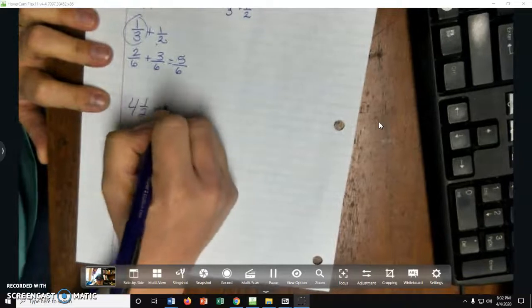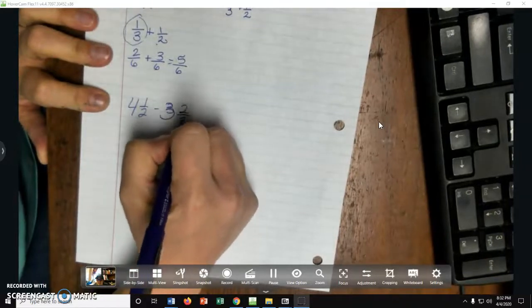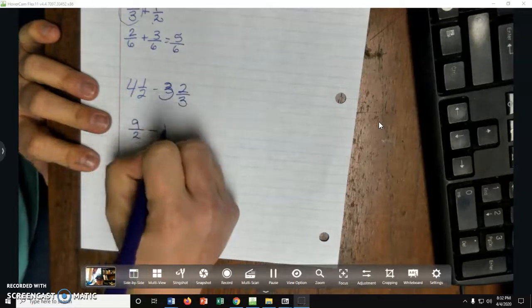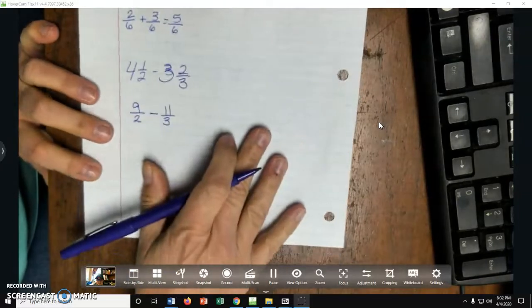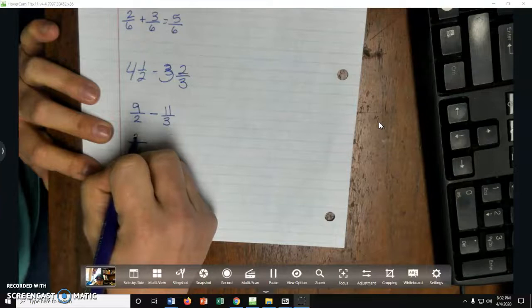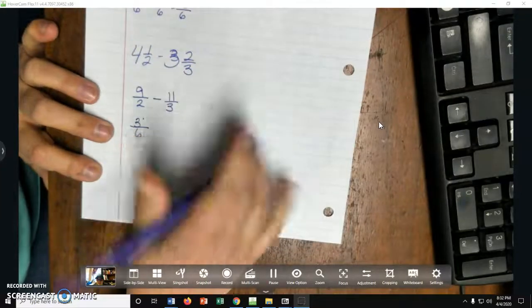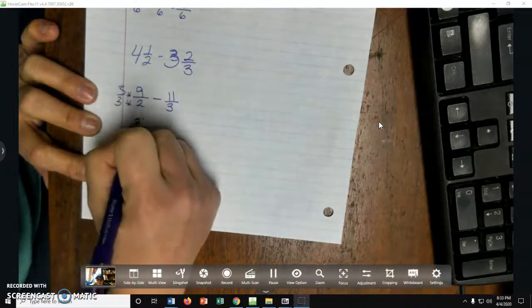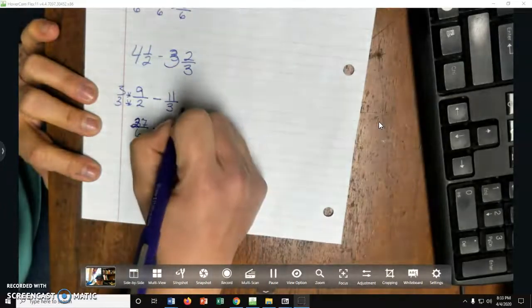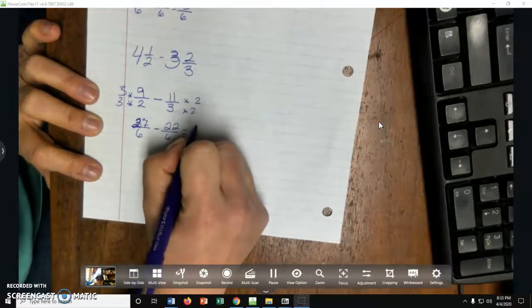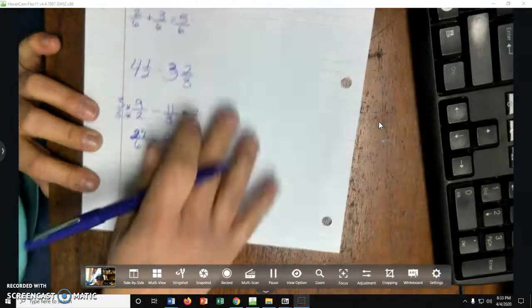4 1/2 minus 3 2/3. You can do it a couple different ways. If we wanted to make it into improper fractions, this would be 9/2 and this would be 11/3. My least common multiple would be 6. So I've got to multiply by 3: 9 times 3 is 27. And here we're going to multiply by 2 to give me 22. That leaves me with my answer of 5/6, which matches up there.